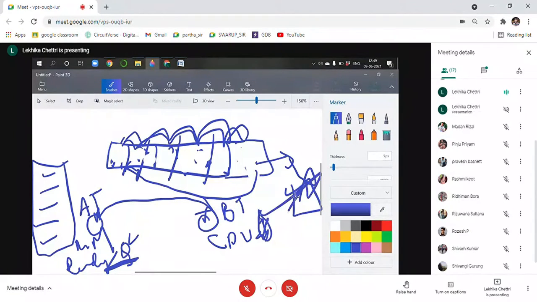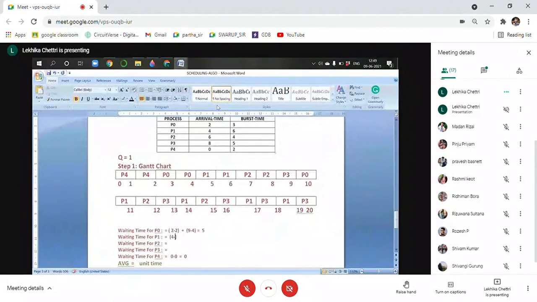No, we don't need a queue here. But we need a queue here, because in main memory we can have more than one process at a time. That's why we use the term ready queue here. Okay, so let's go back to the question.